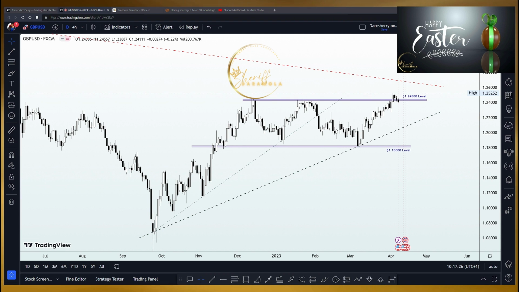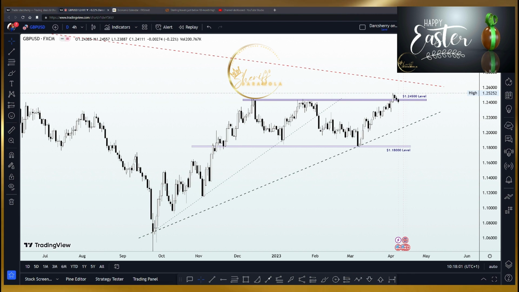Well, the first instrument I will be including into our watch list for this week is the GBPUSD. And in this video, we are going to be taking a technical dissection of the current market structure, where we are going to be identifying a very simple setup that we can use to guide our trading activity for this week.